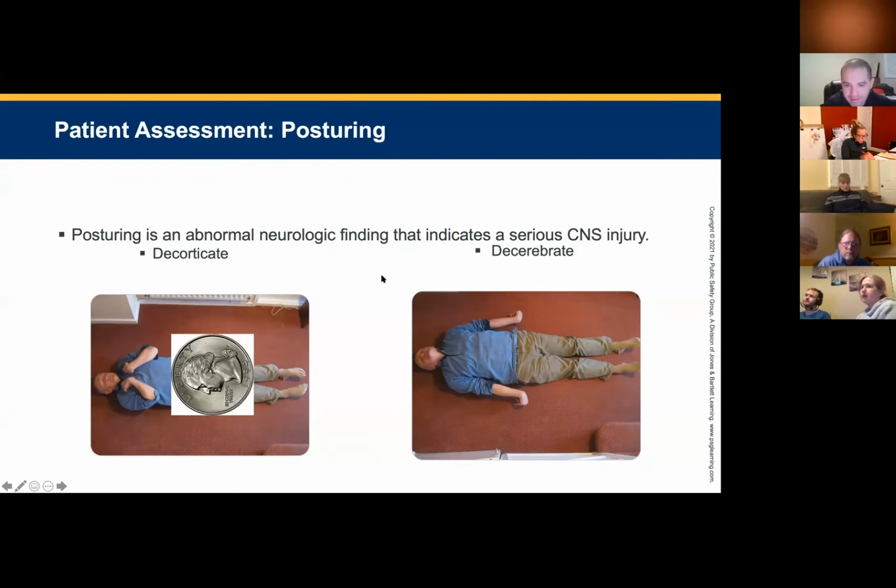So now I will ask you, both are bad. Which one do you think is worse? So do me a favor, in the chat log, let's see what everybody says. Drop in the chat log whether you think decerebrate posturing is worse or decorticate posturing is worse.